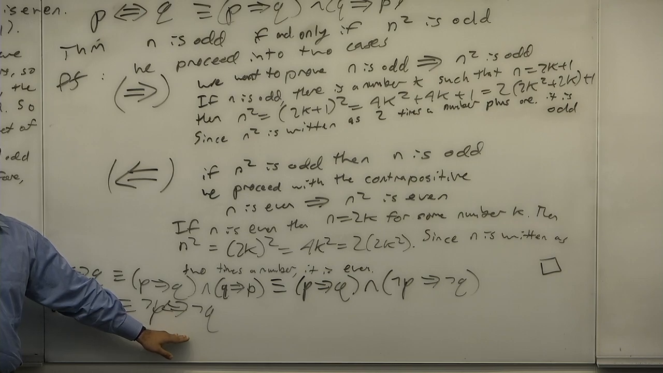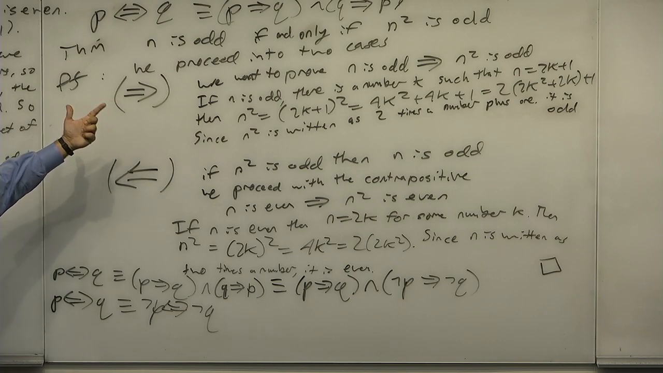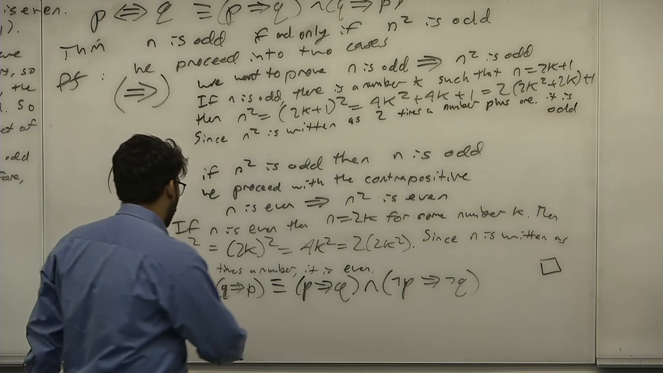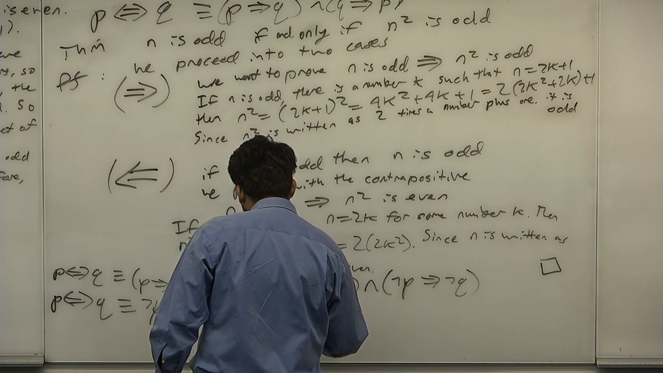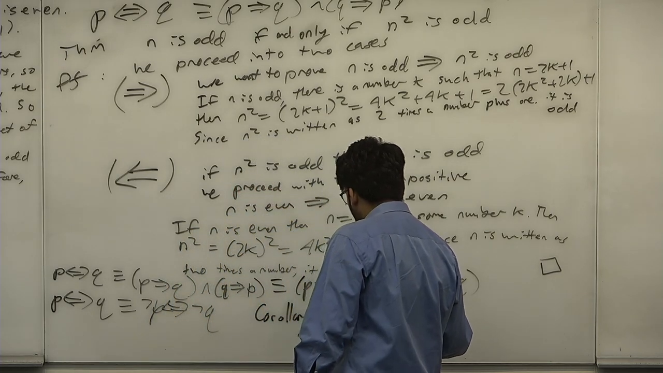What is not P? P is n is odd, right? So n is not odd. What does that mean? So what is the whole corollary? n is even if and only if n squared is even. Yes.